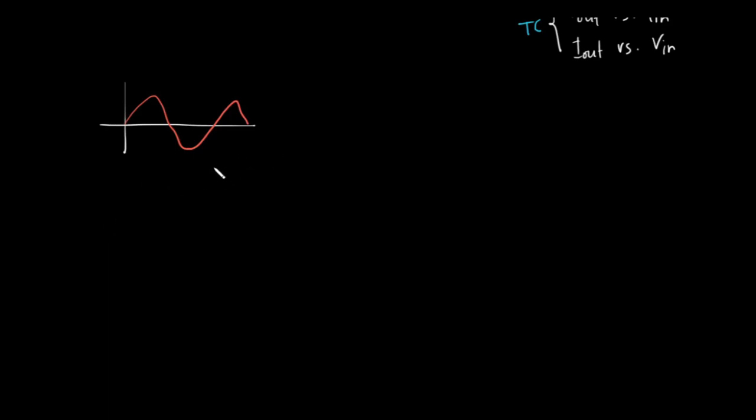The output voltage, this is again a waveform graph. I should write what type of graph I'm drawing. This is V in versus time. Okay, so this is a waveform graph. The graph of the output voltage, V out versus time, will be like this.